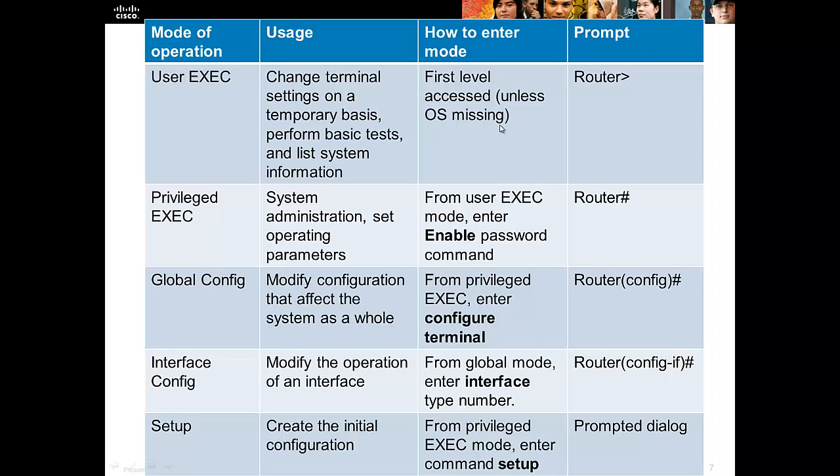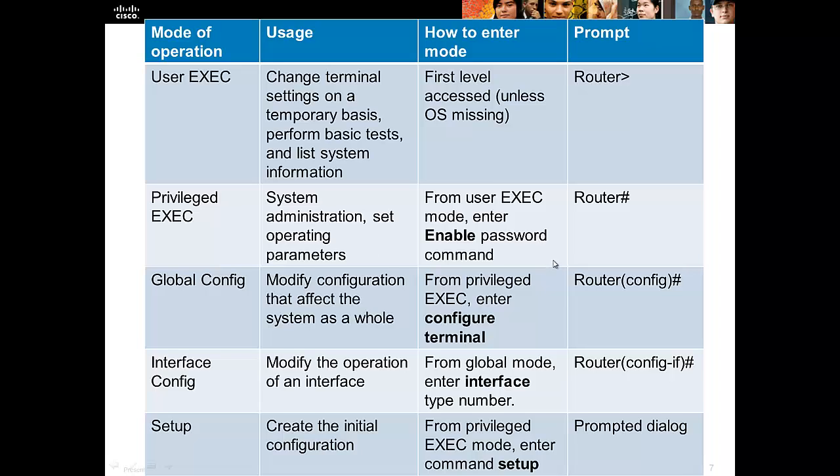How do you enter that? It's going to be the first level accessed, or the first one you see, unless of course your operating system is missing. Then you'll see something called ROMMON, R-O-M-M-O-N. The next level is privileged exec. This is where you're going to have system administration. You're going to be able to set the operating system parameters.